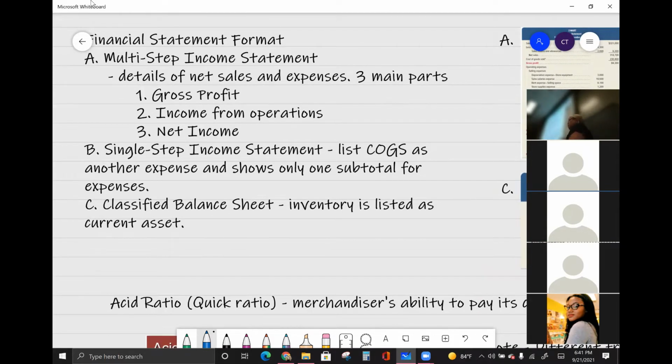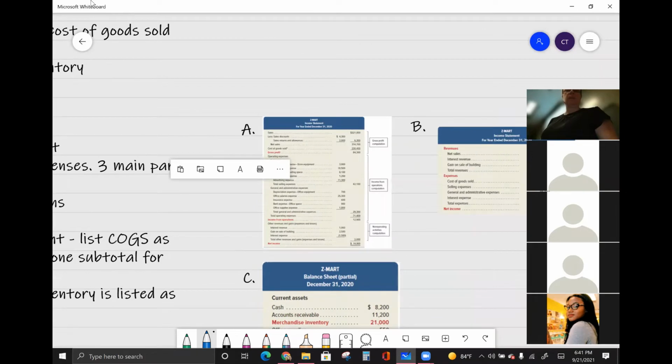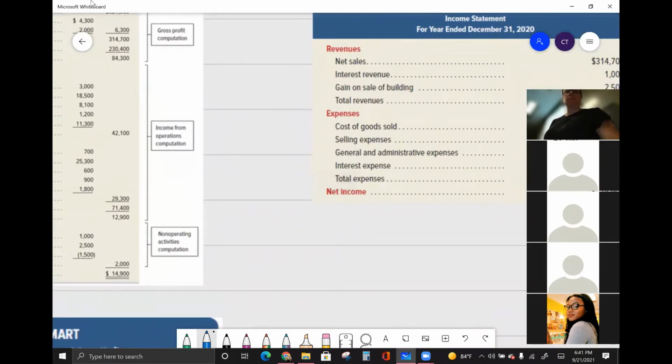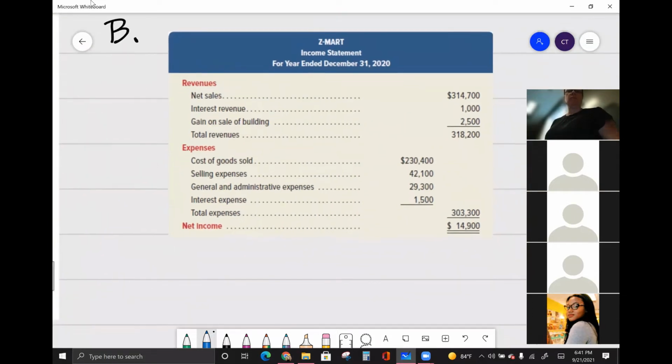Okay, that's your 3 main parts. Then your single step, it's just going to list that cost of goods sold as another expense and subtract from the total to get your net income. So here's your revenues. It's just giving you the net sales. It's not giving you the breakdown of what the sales were, less the discounts, less the returns.